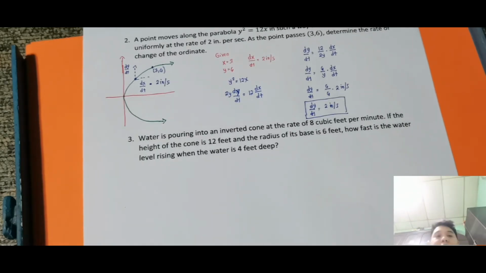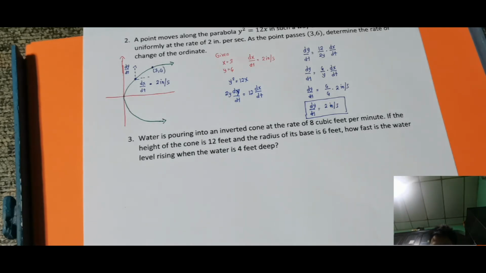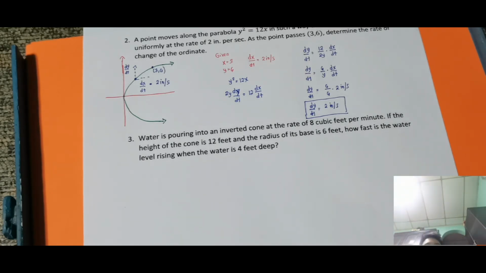So, number 3. Water is pouring. So, kung sinabing pouring yung nalalagyan mo, parang nilalagyan. A water is pouring in an inverted cone. So, inverted meaning yung parang pa-ice cream, apa. Okay, so since inverted, alam mo na para siyang apa. So, sabi nga, a water is pouring in an inverted cone at the rate of 8 cubic feet per minute. Nalalagyan siya, magkakalaman. So, meaning yung volume mismo yung nagkakaroon.